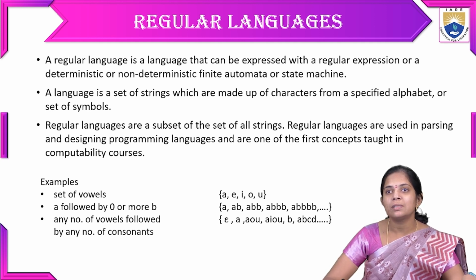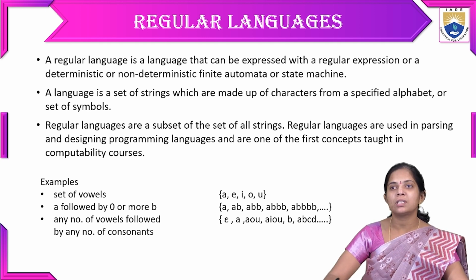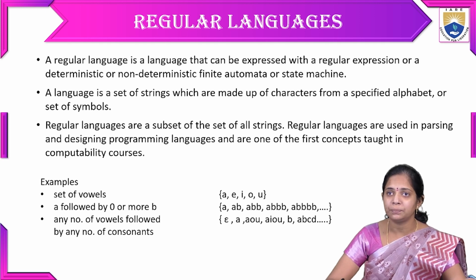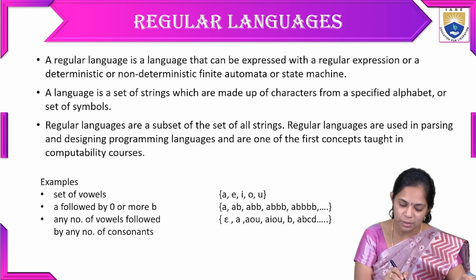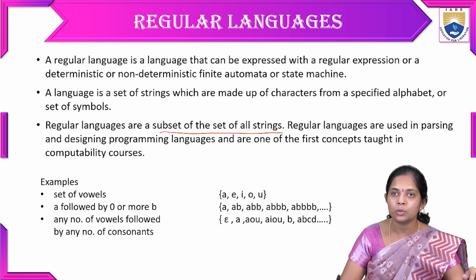Our next point is that a language is a set of strings made up of characters. The language is nothing but the strings involved in the construction of a DFA or finite automata, which are all symbols. Its collection, a set of symbols, is called a regular language. The third point is that regular languages are a subset of the set of all strings, a collection of subsets of the strings.